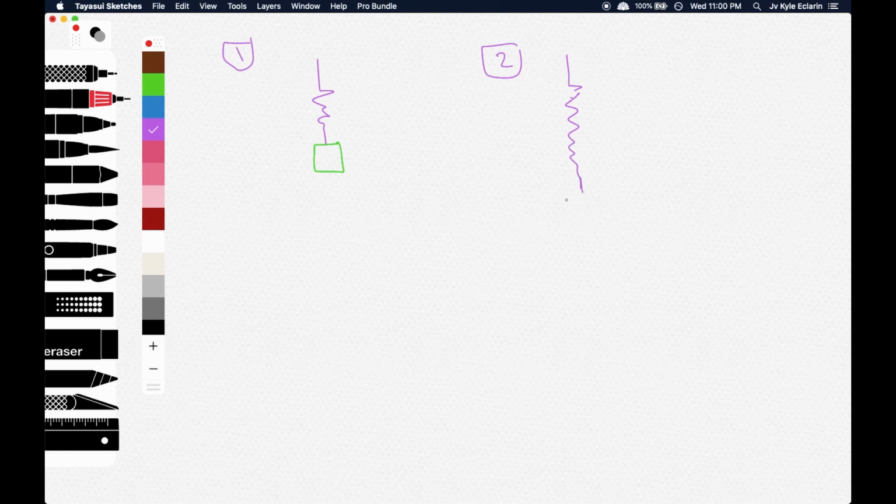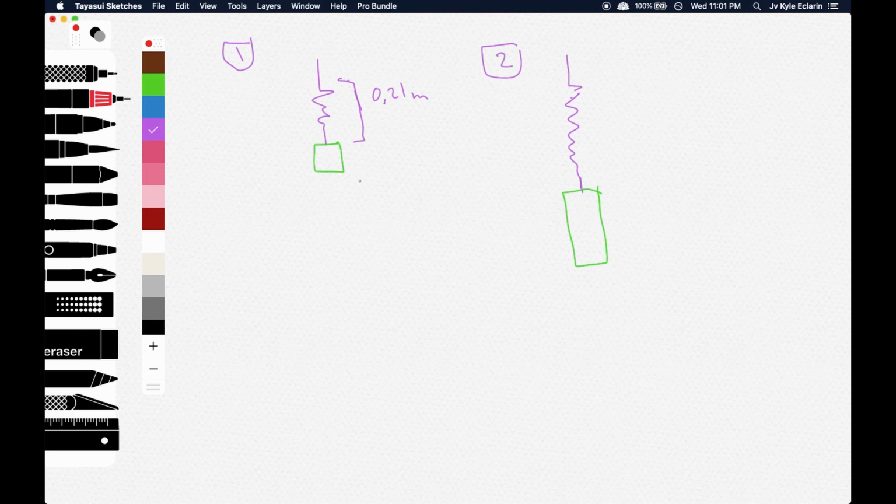It's the same spring, but the length is longer, the mass is bigger. So in the first case, we know that the distance is 21 centimeters. So we have to convert that to meters, so that's 0.21.